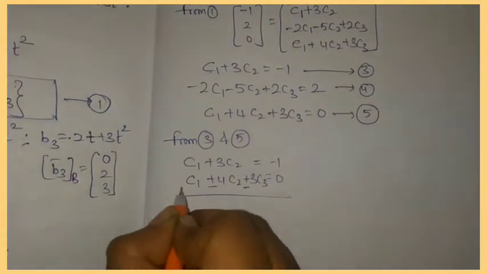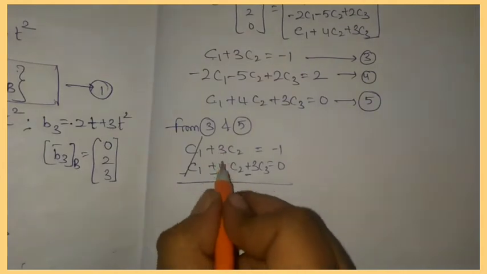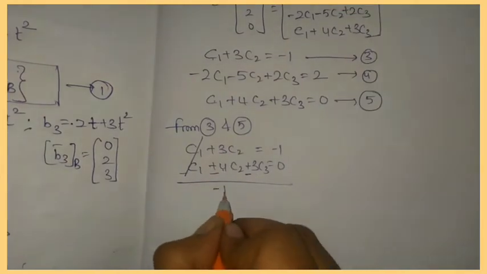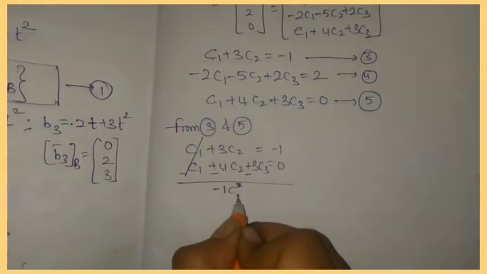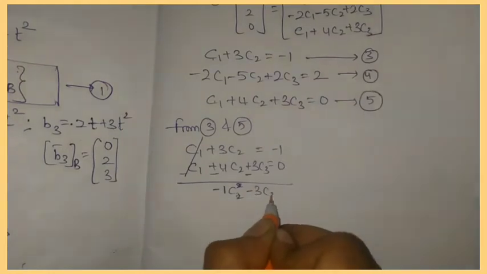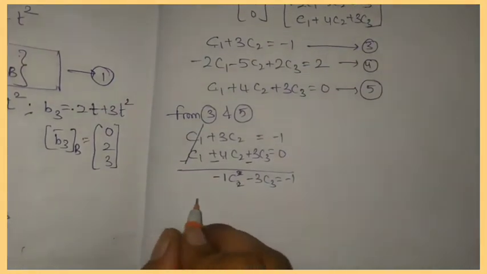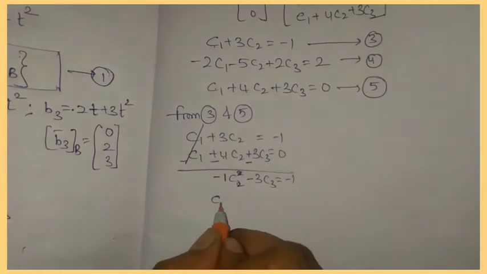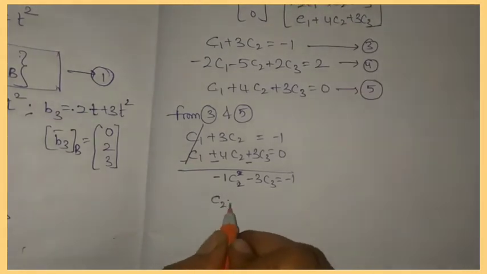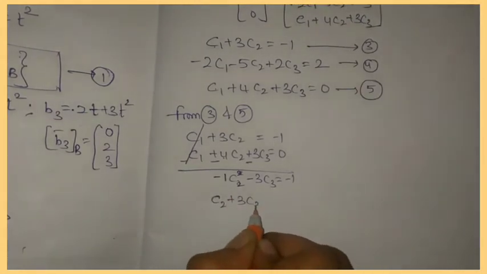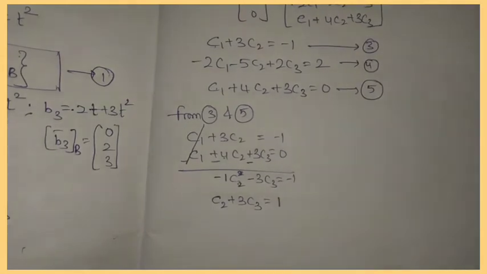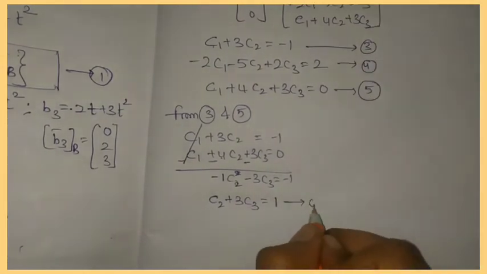We'll change the symbol, so it will be cancelled. 3 minus 4 minus 1 C2, sorry C2, minus 3 C3 is equal to minus 1. Okay, if we take minus common, then we will get C2 plus 3 C3 is equal to 1. Okay, this is equation number 6.